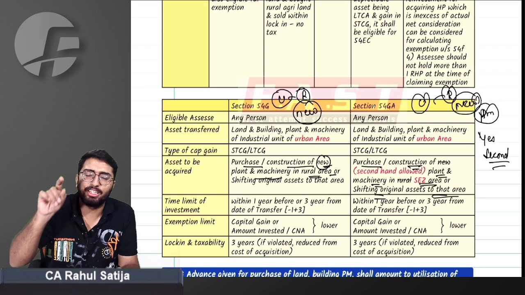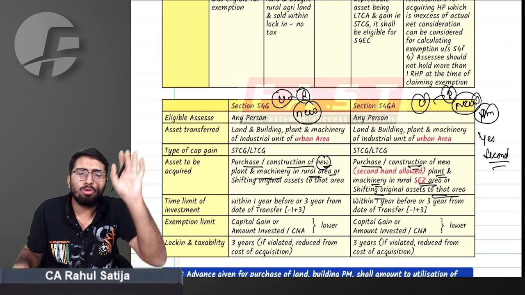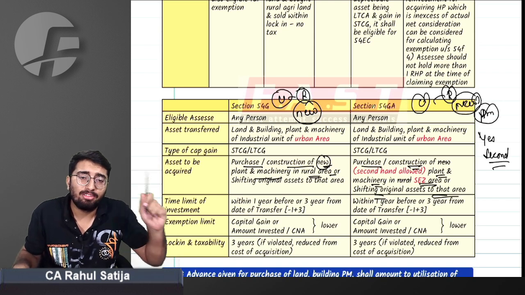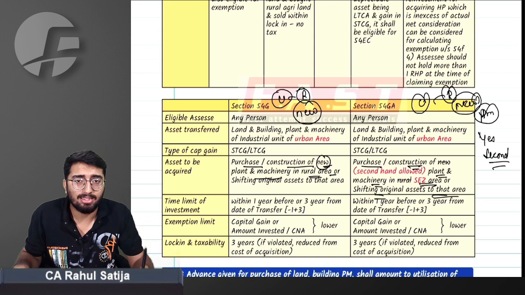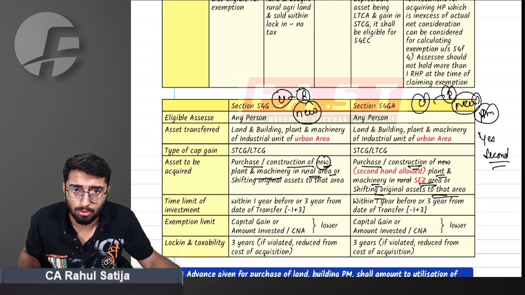So did you find the difference? Sir, in this case, urban to rural we are shifting and no second-hand plant and machinery is allowed. But in 50GA, from urban we are shifting to SEZ and second-hand plant and machinery is allowed.